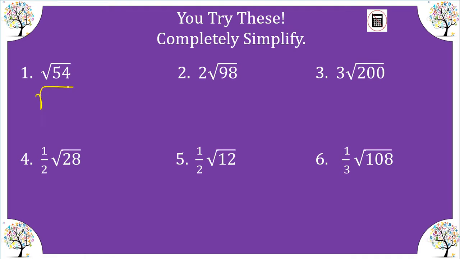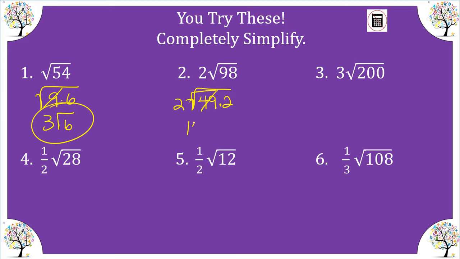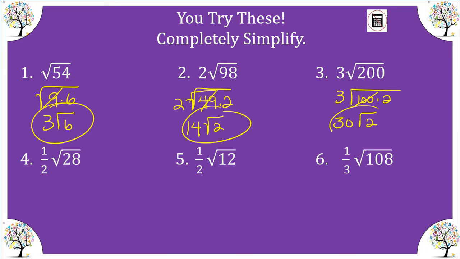Okay, 54 can break down into 9 times 6. The square root of 9 is 3, radical 6. Now, 98, I'm sure that took you a little while, but it is 49 times 2. The square root of 49 is 7 times 2 is 14, radical 2. We just did 200, so 100 times 2. That gives me 10 times 3, 30, radical 2.